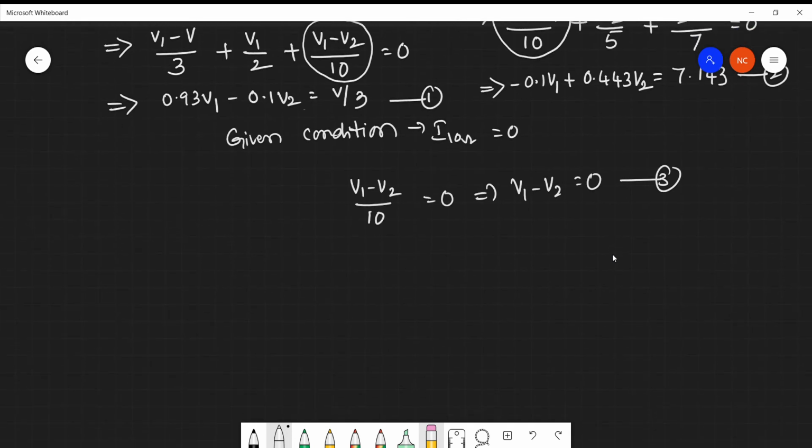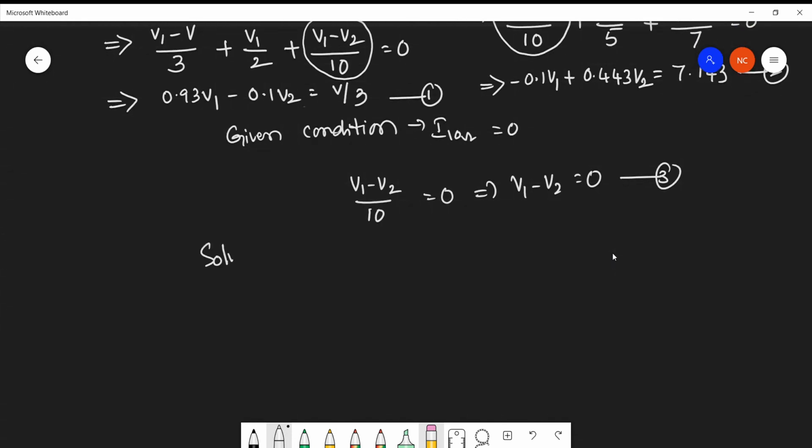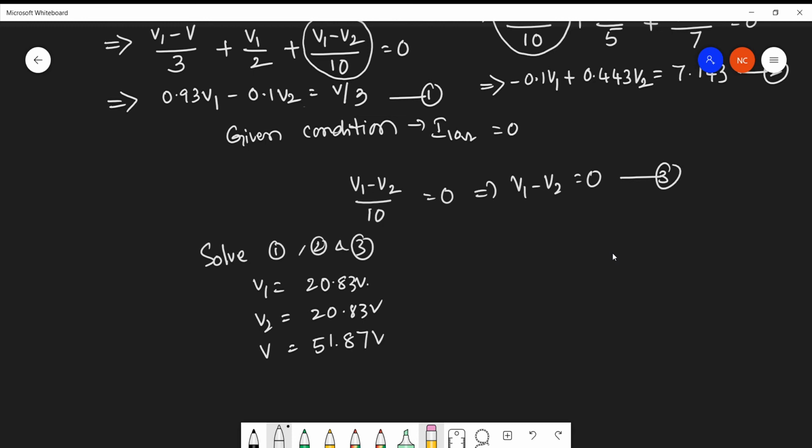Now solve all three equations, 1, 2 and 3, and you'll get the values for V1, V2 and V. We are supposed to find V. The values are V1 equals 20.83 volts, V2 again 20.83 volts, and V is 51.87 volts. In this way we can solve the problem.